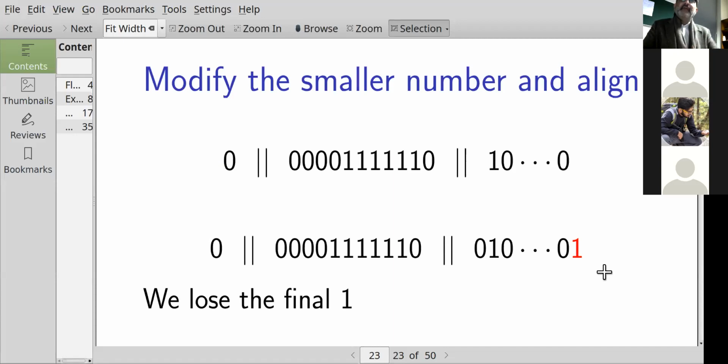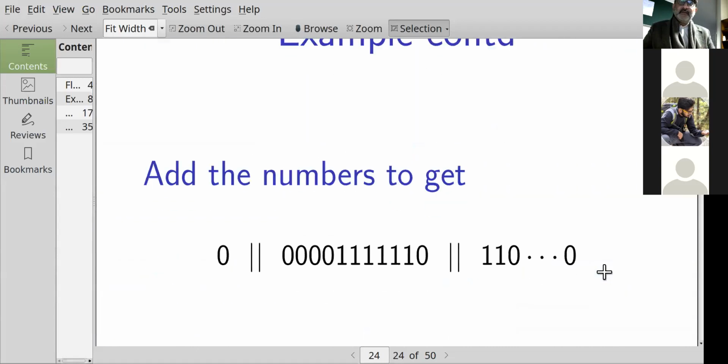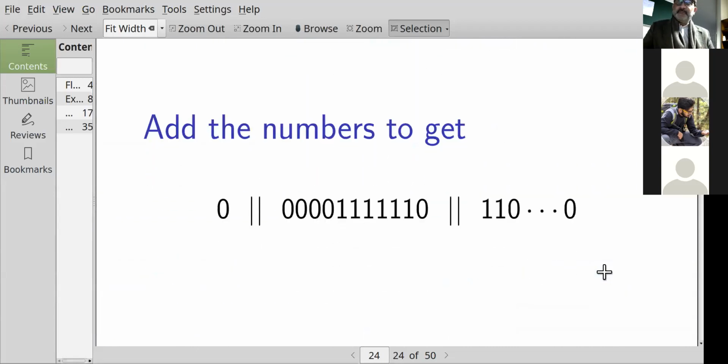Okay? Now we add the two numbers together. We add the two numbers together, which basically means the sign bit doesn't change, the exponent bits don't change, the bits in the mantissa get added together in a binary fashion. And we've lost the 1.